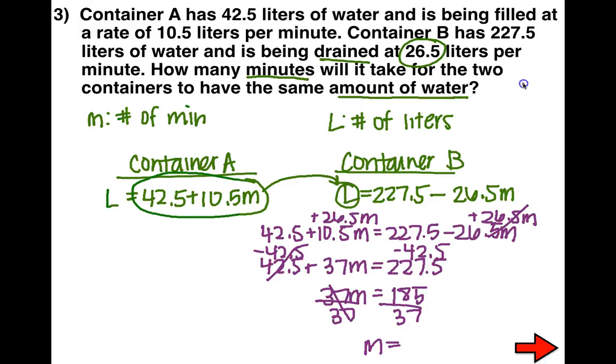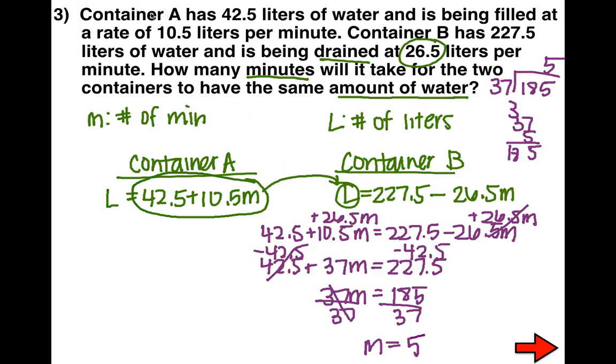185 divided by 37. This is about, let's see, I think it's going to go about 5 times. Let me test it out. It's going to be 5, carry the 3, 13, 14, 15, 15, 16, 17, 18. It goes nicely 5 times. So I'm going to go ahead, it's going to be 5 minutes.